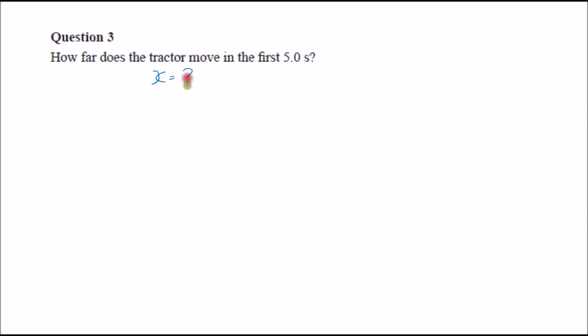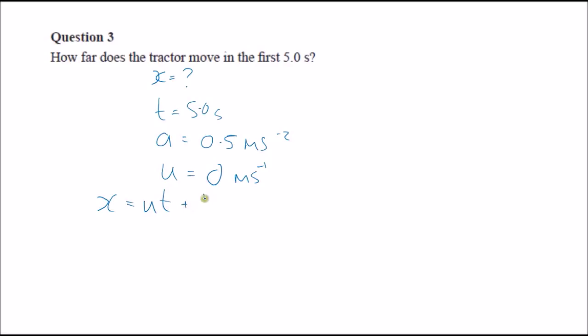So how far means we are trying to find displacement. We are told that the time is 5 seconds. We know that the acceleration is 0.5. And we're also told that it starts from rest, so the initial velocity is 0. So we've got our 4 terms that we can use. Now you need to find the equation which has these 4 terms in it. That equation is, of course, x equals ut plus a half at squared. And we substitute into that. Now this term just becomes 0 plus a half of 0.5 t squared, so we've got 5 squared.